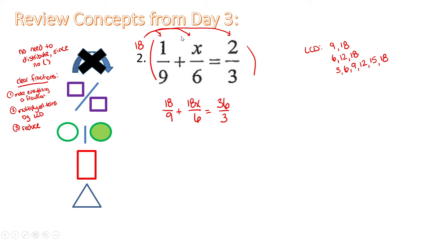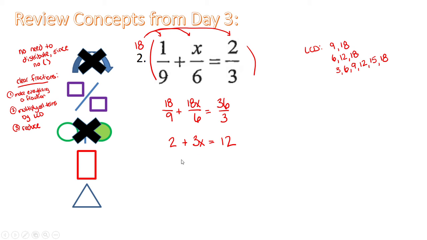And then I have to multiply the other side of the equation too, because that's how you clear fractions. 18 times 2 is 36, and then I put that over 3. Okay? Now, next, we're supposed to reduce. If we reduce, we just divide. So 18 divided by 9 is 2. 18x divided by 6 becomes 3x. And 36 divided by 3 is 12.